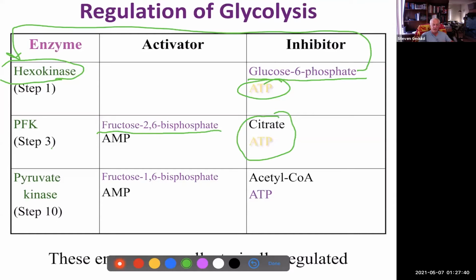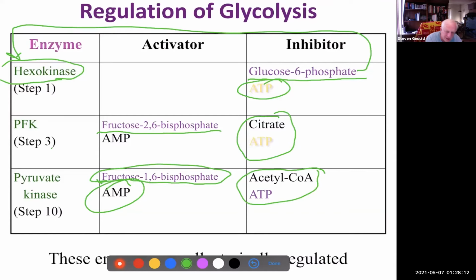The pyruvate kinase is step 10. It's activated by fructose 1,6-biphosphate, that's the step previous to forming pyruvate. Again, if that's present or AMP is present, or any monophosphate, you need energy. So it allows it to develop. Inhibitors are acetyl coenzyme A, which is the formation from, what's the 3 carbon? I'm drawing a blank on pyruvate. Okay. Pyruvate turns into acetyl coenzyme A, and that inhibits more of it to be converted, and the presence of ATP.